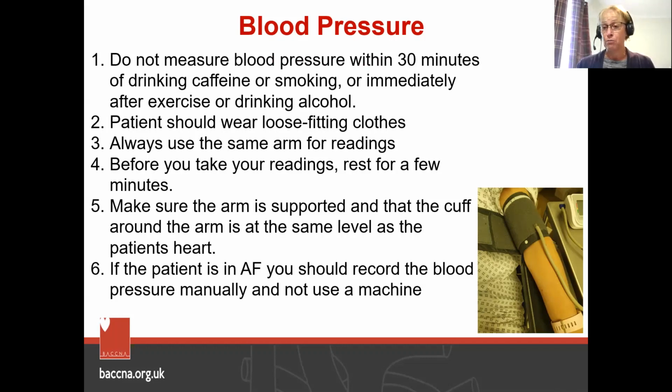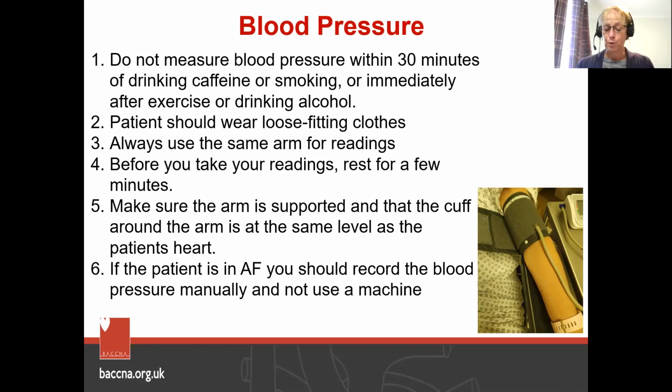Always use the same arm for recording the blood pressure, as each arm will give you a slightly different reading sometimes. And you may find that the patient will tell you which arm they normally have their blood pressure taken in, and you should take note of this and listen to what the patient is telling you. So before you take the blood pressure, allow the patient to rest for a few minutes. They should be sitting down with their arm resting, their palm up on a firm surface, and their feet flat on the floor if possible.